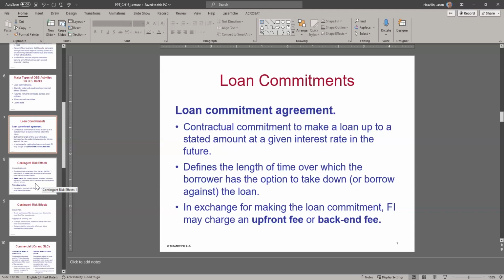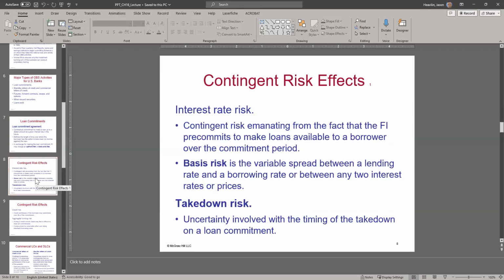However, why do banks do it? Well, because as you see here, just like an option or contract, there's a fee. So they can still make money. Contingent risk effects, interest rate risk. As I mentioned in my example, if you are in one of those loan commitments with a contract with a rate guaranteed, if the interest rates go up in the future, you're losing that opportunity to collect that money.